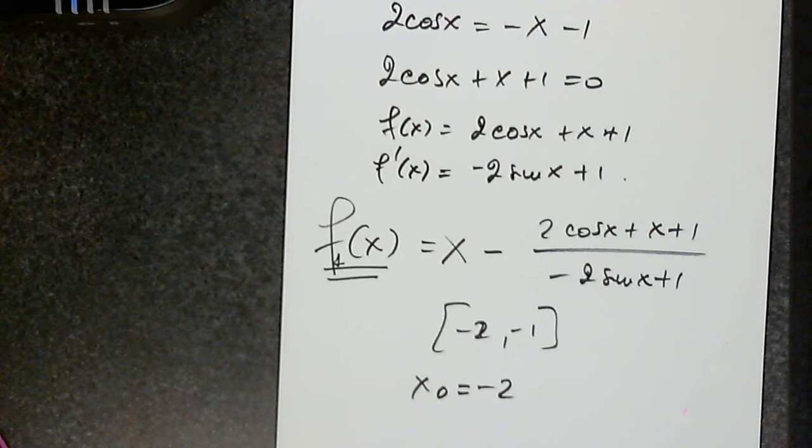Let me take a look. So it's x minus, in parentheses, 2, cos x, plus x plus 1. And you divide by -2 sin x and plus 1. And then you go to variables, variable function, you call that, and then -2, press enter.